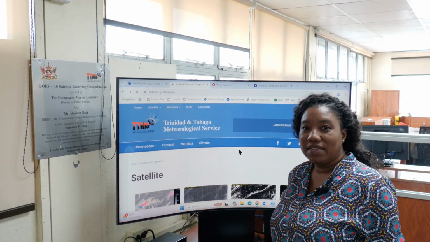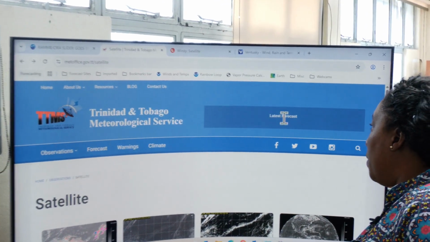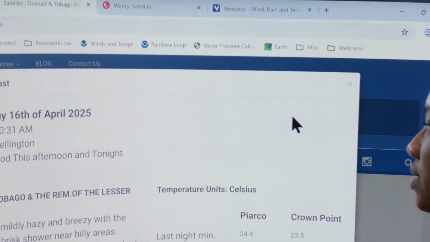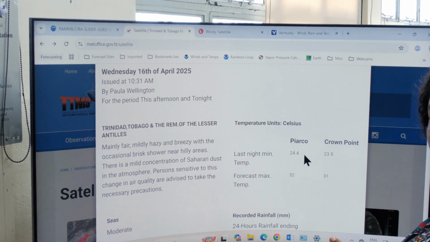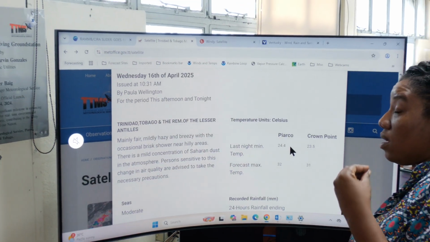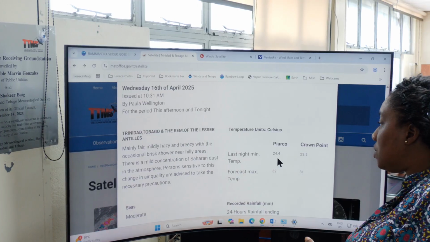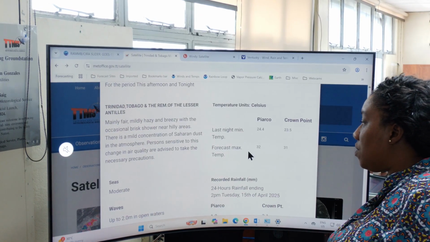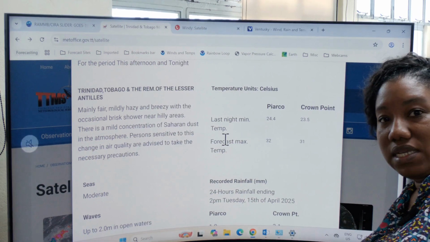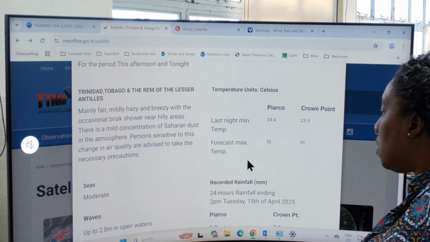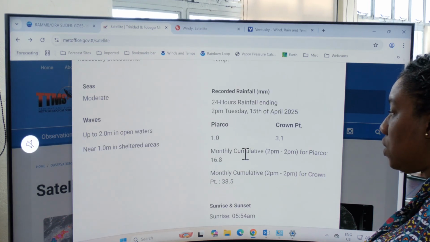So this is our website, and here you'd be able to see in our forecast where some of the data that the observers collect is presented in the forecast. So here we have the minimum temperature. Remember, I would have spoken about getting the minimum and the maximum every 6 hours. Here we would have had the minimum temperature for last night, and the forecast would have put a forecast max temperature. In the 4 p.m. forecast, you'd be able to see what today's maximum temperature was. So all of this information, including the rainfall that we measure every 6 hours, is included in the forecast.